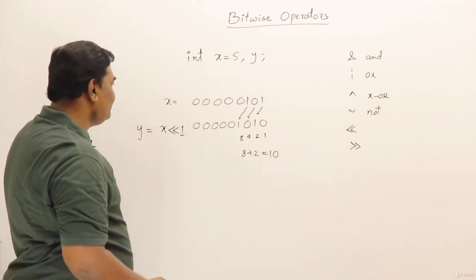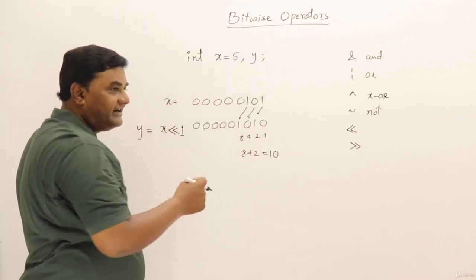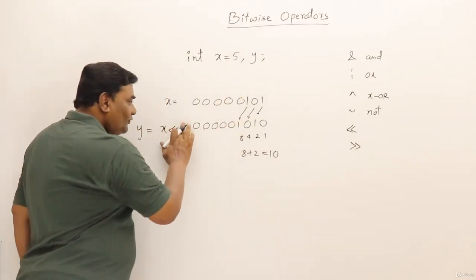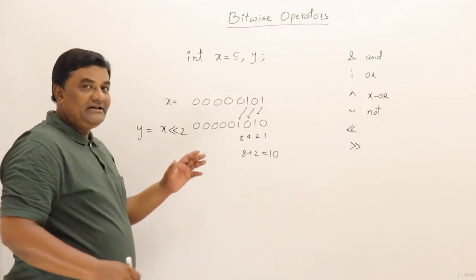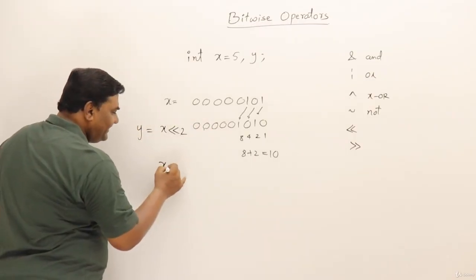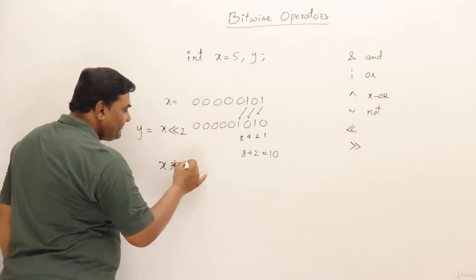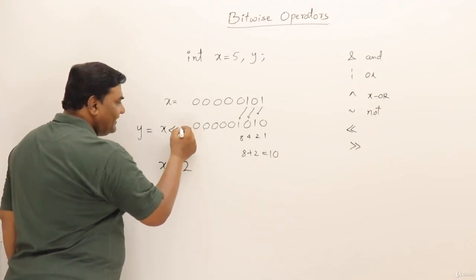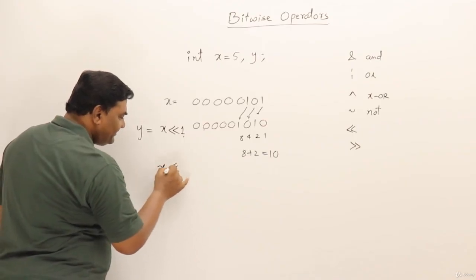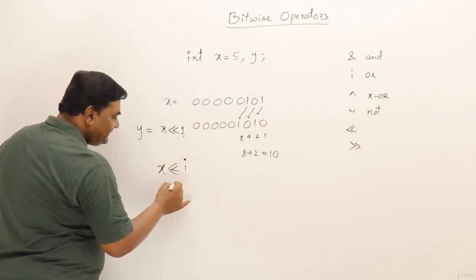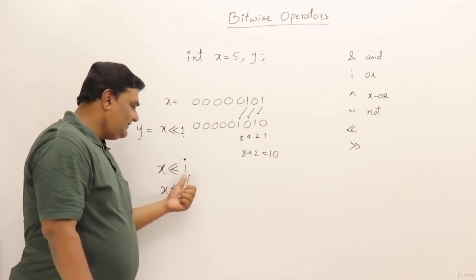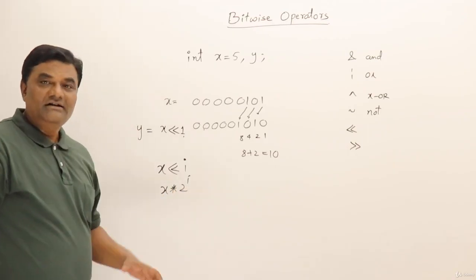So actually what has happened is, when you shift all these bits on the left-hand side by one space, then this 5 gets multiplied by 2. If you move them by 2 spaces, then it gets multiplied by 4. Whatever the value of x is, it gets multiplied by 2 power whatever number you write here. So if I say x left shift I, then this will be x into 2 power I. If I is 1, it is multiplied by 2. If I is 2, x is multiplied by 4, and so on.